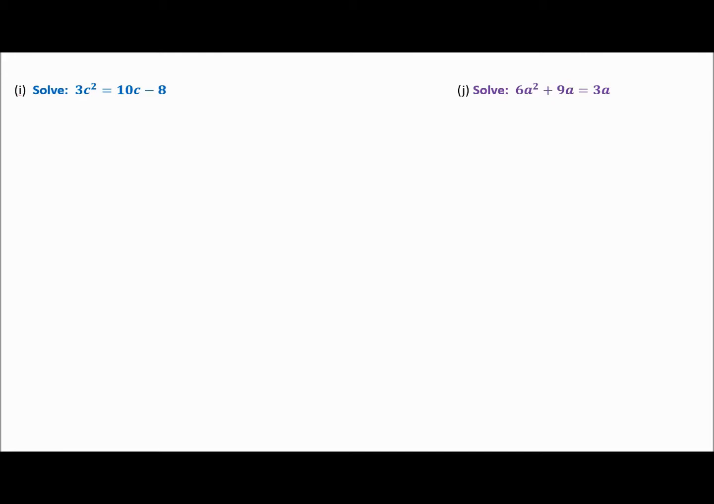Now, you could subtract the 3c squared on both sides, but I don't like my square term negative. It is much easier to factor a trinomial or any other polynomial if your leading coefficient's positive. So I'm going to leave the 3c squared on the left, and I'm going to subtract 10c and add 8 to each side of this equation. The reason I'm subtracting 10c is because this is a plus 10c and I want that to cancel. The reason I'm adding 8 is because this is a minus 8 and I want that to cancel. That gives me a 0 on the right.